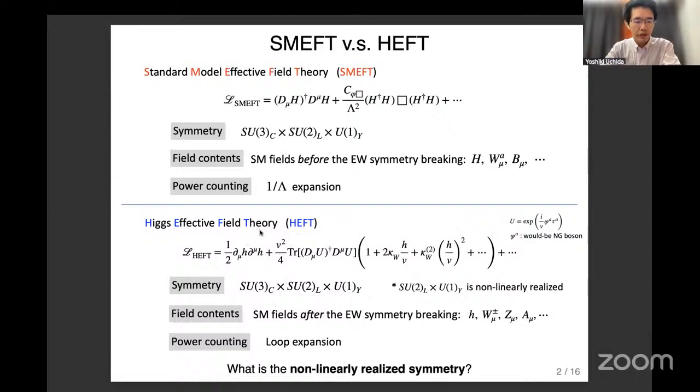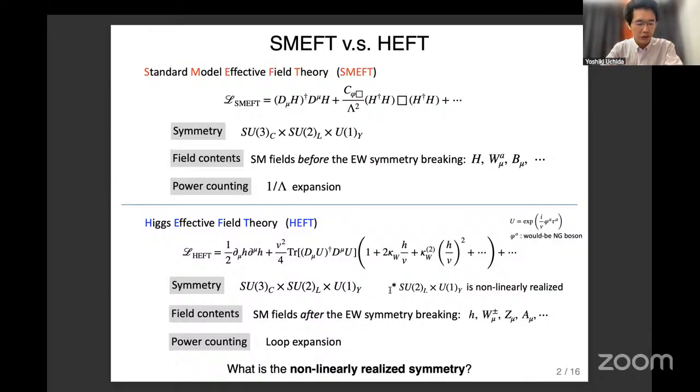The other example is HEFT, the so-called Higgs effective field theory. The symmetry is again SU(3) times SU(2) times U(1), but the SU(2) times U(1) hypercharge is non-linearly realized in this case. The field content is the standard model fields after the electroweak symmetry breaking. I mean the 125 GeV Higgs boson, W boson, Z boson, massless photon, etc. And the power counting is in terms of the loop expansion.